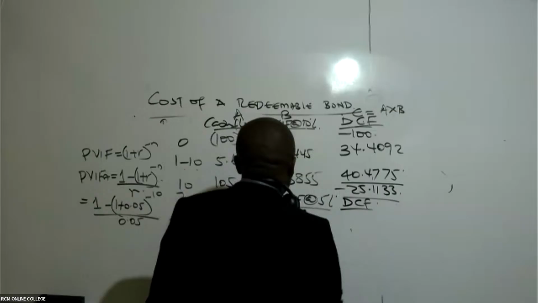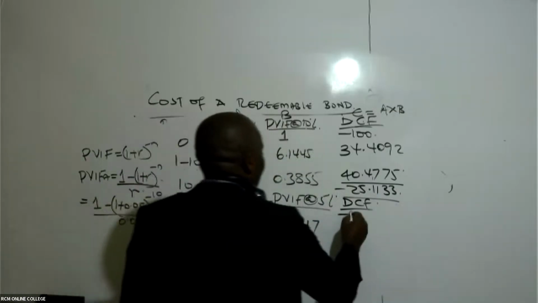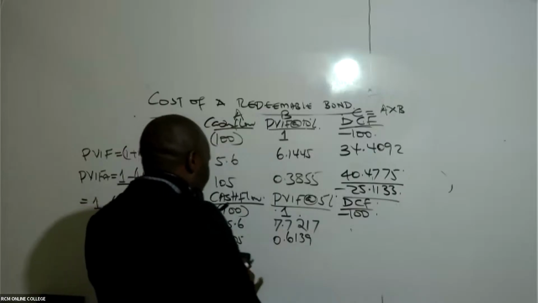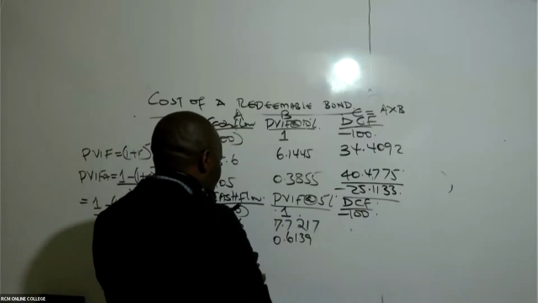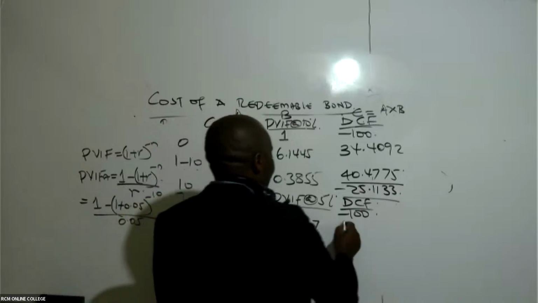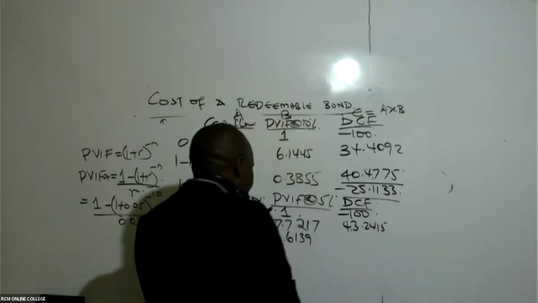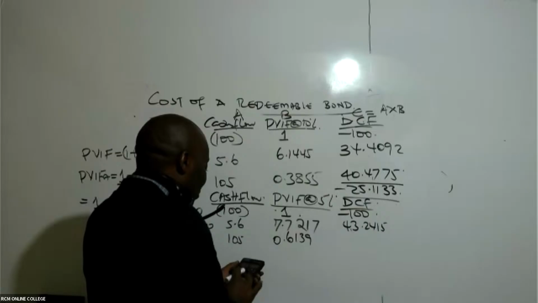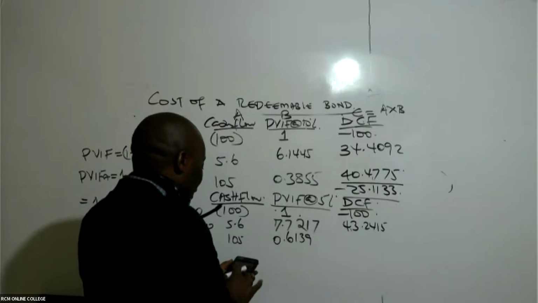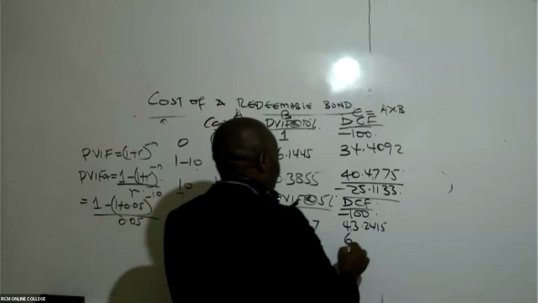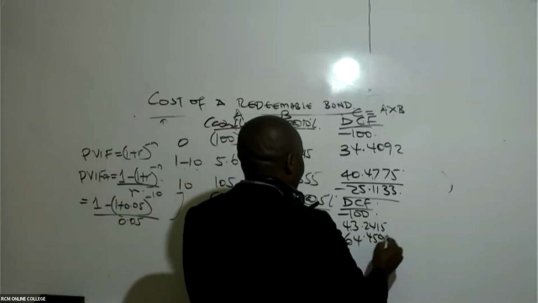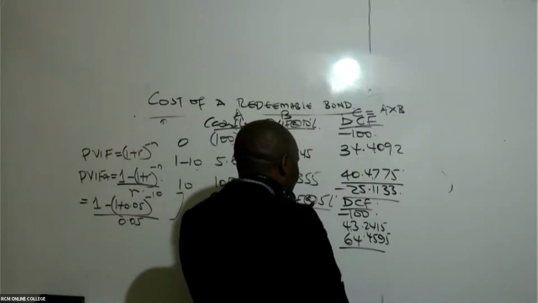So discounted cash flows, what do I have here? I have -100. We have 5.6 times 7.7 217, which will end up giving me 43.2415. Then lastly, I have 105 times 0.6139. What are we going to get here? 64.4595. So please add the three numbers: 43.2415 minus 100.